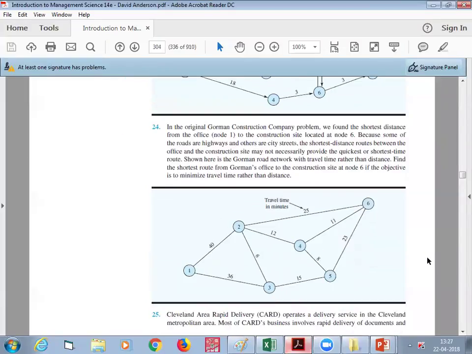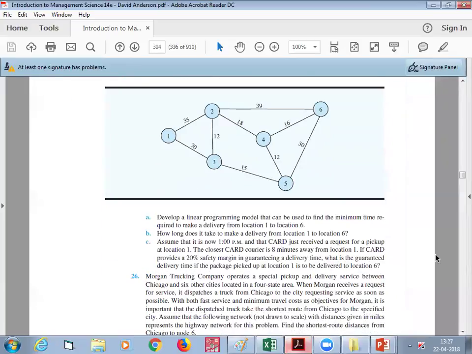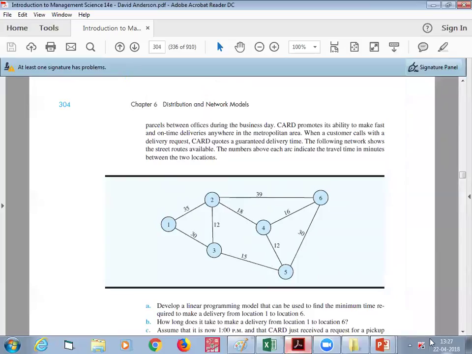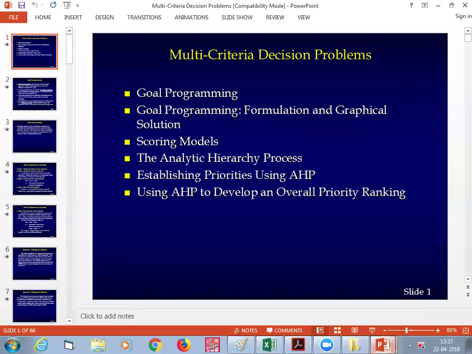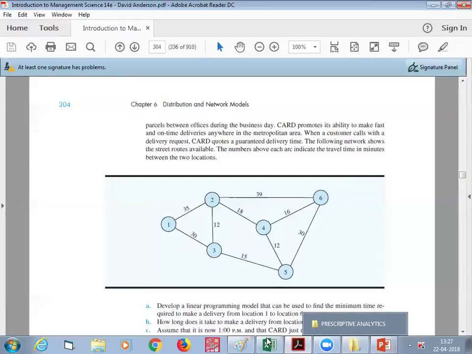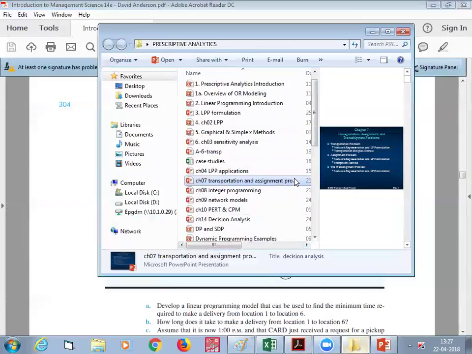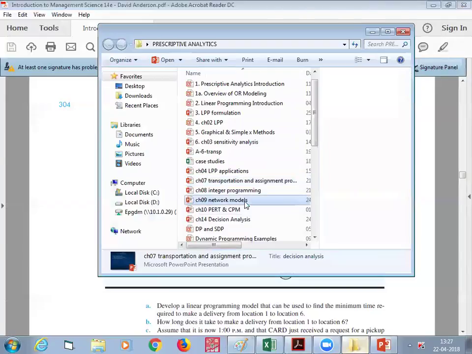Okay, so we've seen some interesting applications here. We have half an hour. I think I'll do this. Okay, so we'll do this multi-criteria in the next class. Okay, we'll just finish off this network problem, network model.